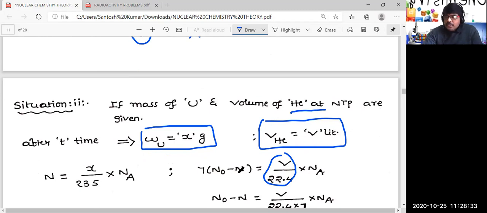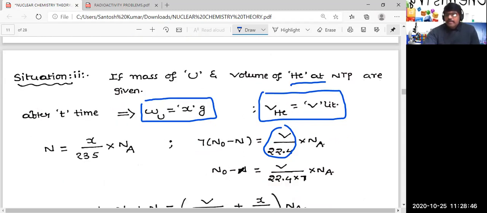And just keep one point in your mind, what exactly we are trying to do. We are trying to find the N naught value, right? So send this 7 this side. And of course, this will be N naught minus N. The same thing we need to do.